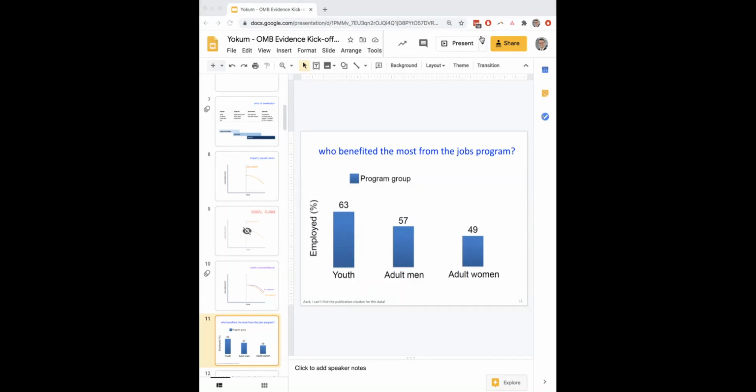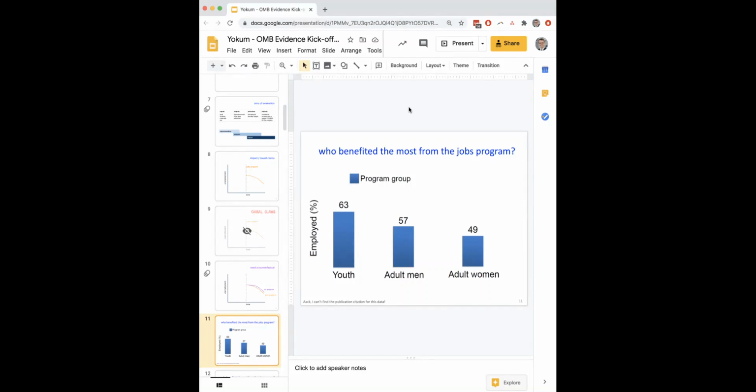And if you're like me, the first intuitive feel is to infer that youth benefit the most from the program, since after all, their outcome is the highest percentage of employment, 63% versus 57% for adult men or 49% for adult women. But the relevant counterfactual here is actually not comparing across these different groups, but asking the question for each group, what would have happened to their employment rate had they not been in the jobs program?